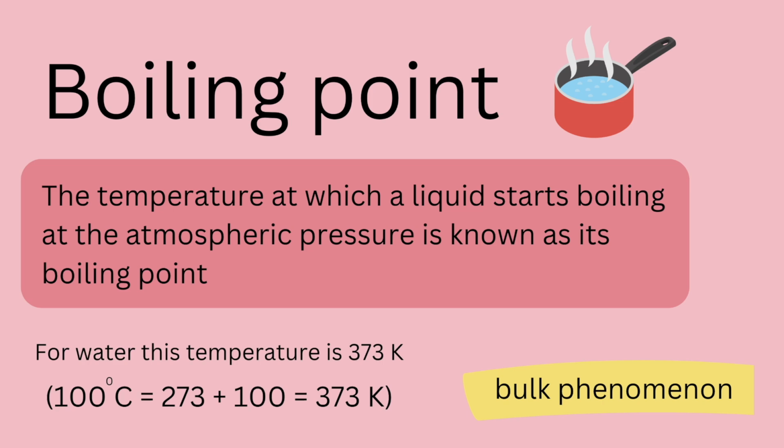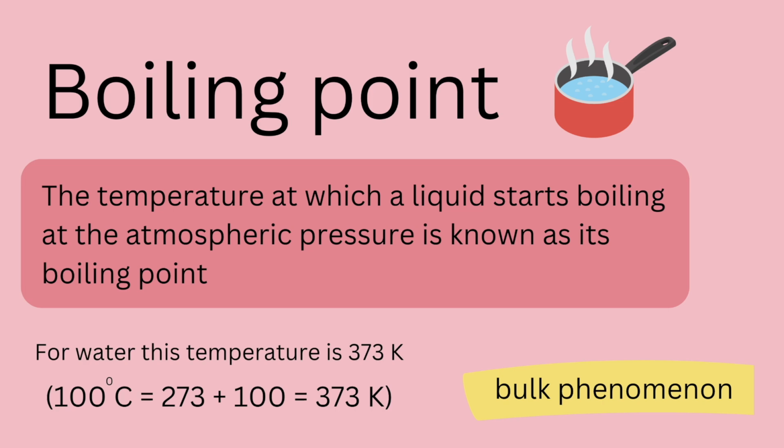Okay, at atmospheric pressure, the temperature at which liquid starts boiling. So for water, this temperature is 373 Kelvin. You know that the melting point of ice is 273 Kelvin, right? So the temperature at which the solid ice becomes liquid water. Now boiling point is when the liquid water gets vaporized into water vapor. Okay, and that temperature is 373 Kelvin, exactly 100 degrees away or 100 units away, right?